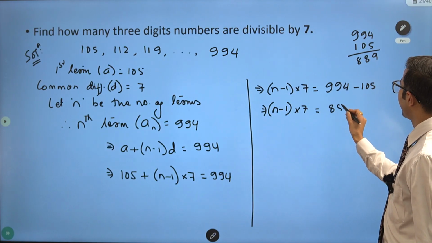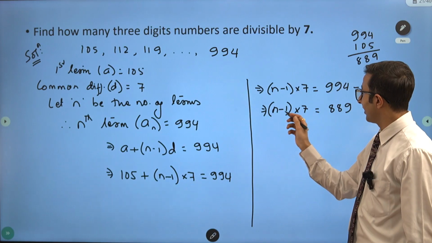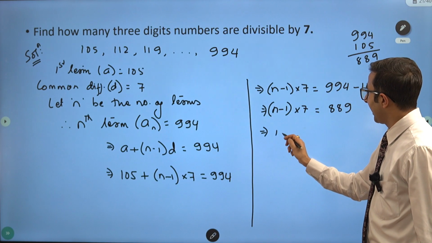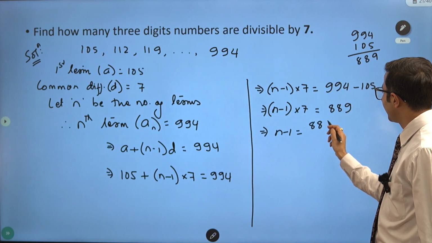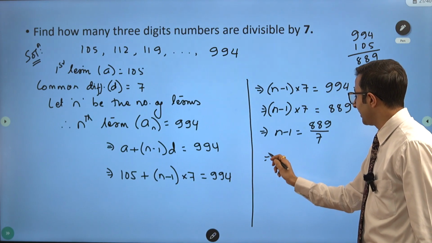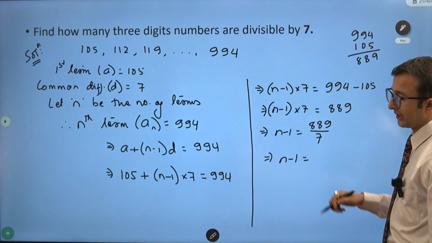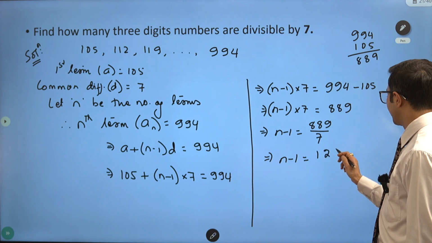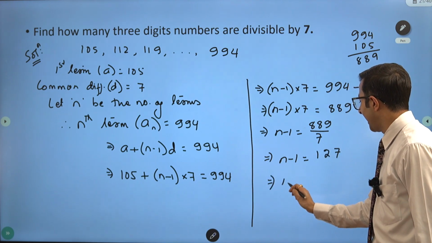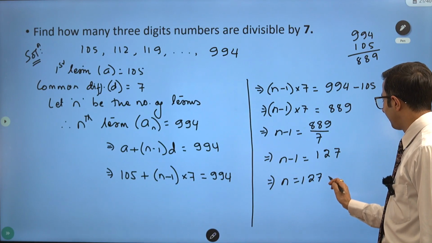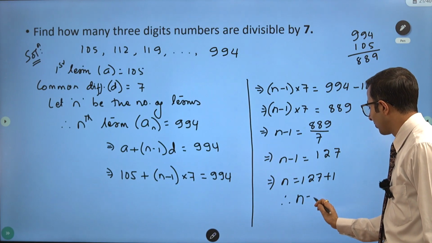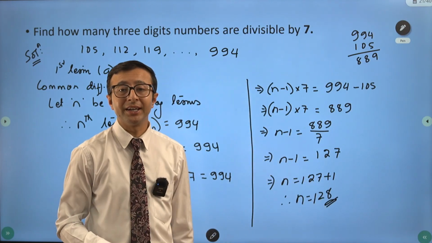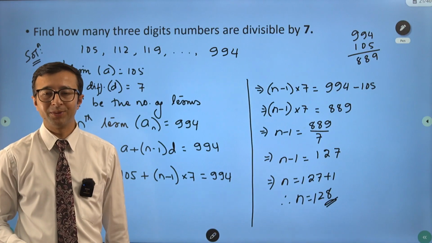So 889. One thing you can do in this line is expand the 7 with n minus 1, or else you can say that n minus 1 is 889 divided by 7. So it implies n minus 1 is equal to 127, 7 ones are 7, 8, 18, 7 twos are 14, 49, 7 sevens are 49. It implies n is equal to 127 plus 1. Therefore the value of n is 128. What does it mean? It means that there are 128 three-digit numbers which are divisible by 7.